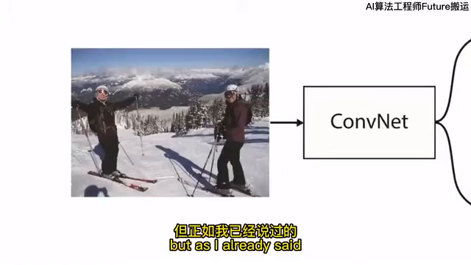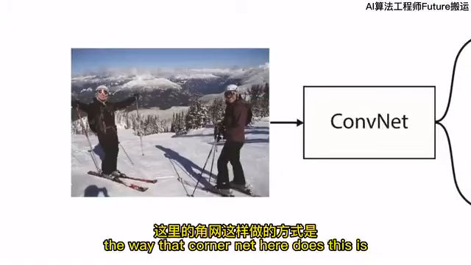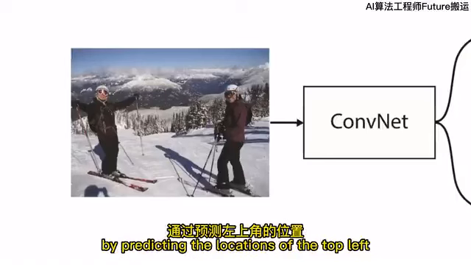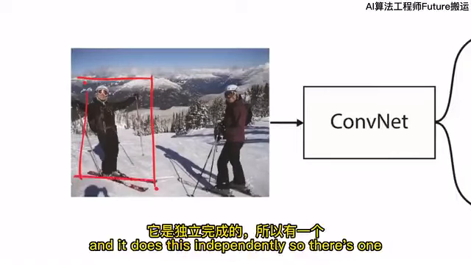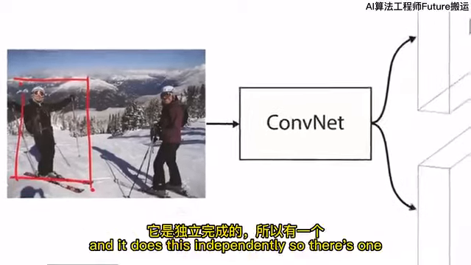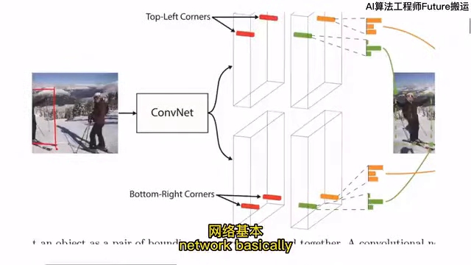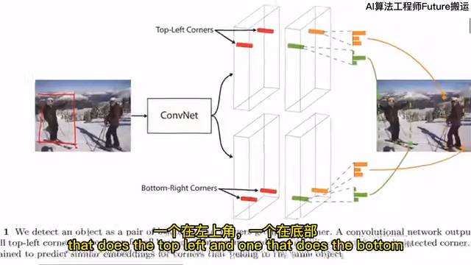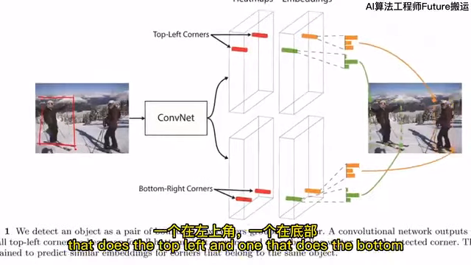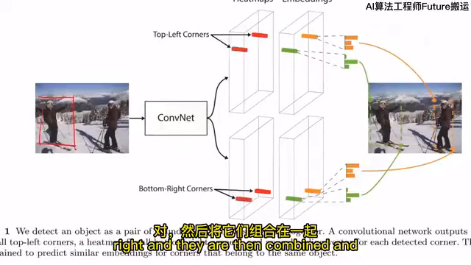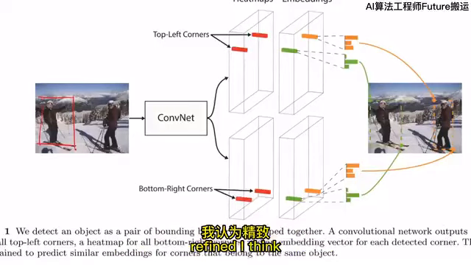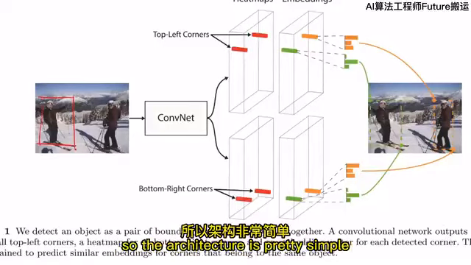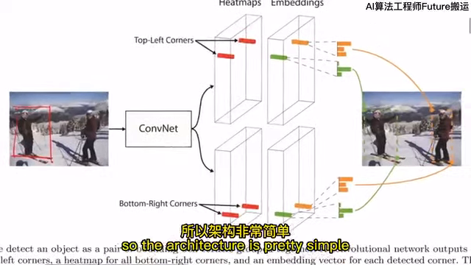But as I already said, the way CornerNet does this is by predicting the locations of the top left and bottom right corners, thereby defining a bounding box. And it does this independently. There's basically one network that does the top left and one that does the bottom right, and they are then combined, and at the end they're sort of refined, I think. So the architecture is pretty simple.